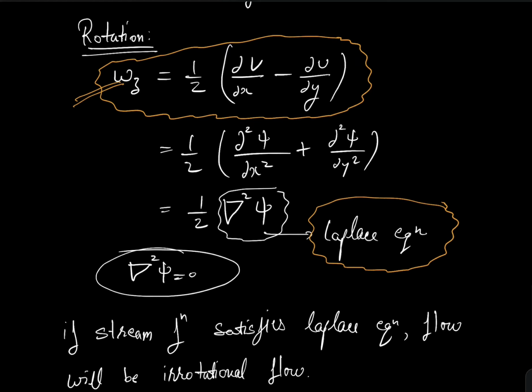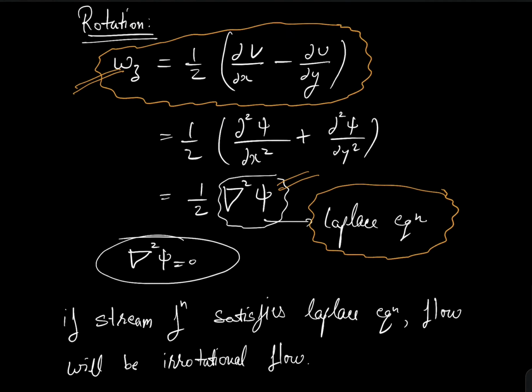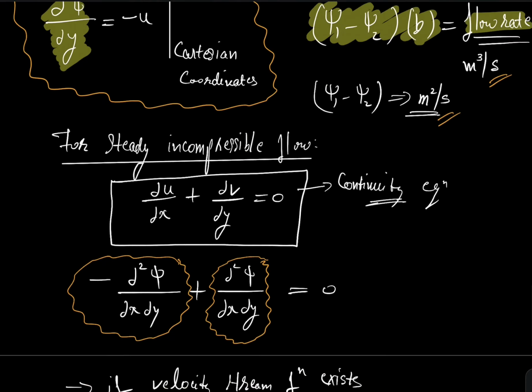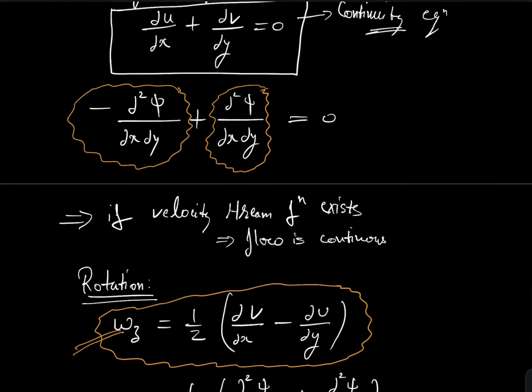As we can see here, this has to satisfy Laplace equation, because if it satisfies Laplace equation, it implies del square psi is equal to 0, which will further imply omega z will be equal to 0, which tells us that the flow is irrotational flow, as the rotational element is missing. Clear? So I hope you are very clear with the concept of rotation and the concept of continuity equation for velocity stream function.